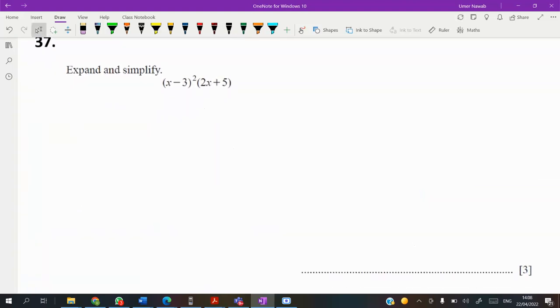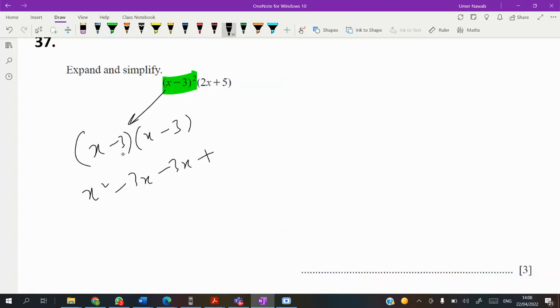Next, we have to expand. First of all, this bracket, we need to write it 2 times. So x minus 3 and x minus 3. x squared minus 3x minus 3x, minus 3 times minus 3 is plus 9. Now simplify, don't cancel them. They are the same numbers with the same sign. So I am writing minus 3x minus 3x is minus 6x plus 9.